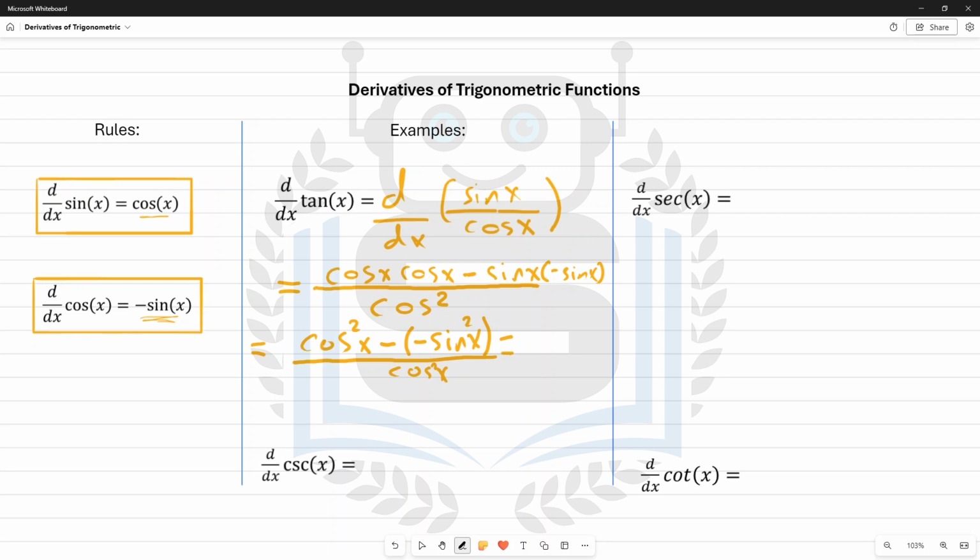That equals cosine squared plus sine squared over cosine squared x. As you know from the trigonometric identities, cosine squared plus sine squared equals 1. So that will be 1 over cosine squared x, which equals secant squared x. So the derivative of tan x is secant squared x.